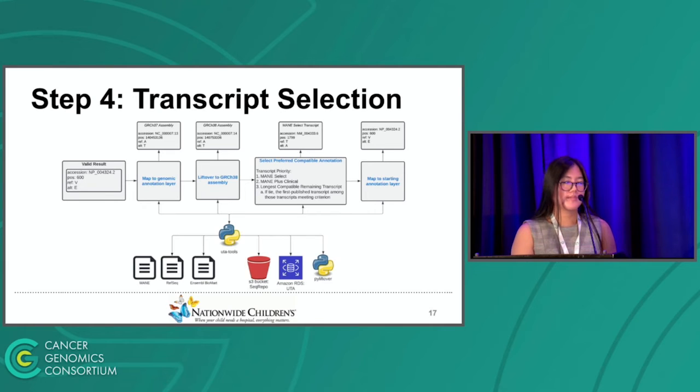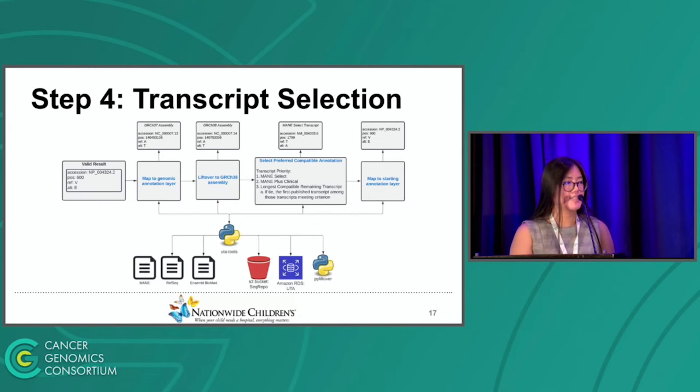Now we move on to the most important step where we choose our representative transcript. So we have our valid result, and now we're going to map to the genomic annotation layer. And we use Biocommons' UTA database to help us do this. It contains transcript and alignment data. We'll then use PyLiftover to lift over to the GRCh38 assembly.